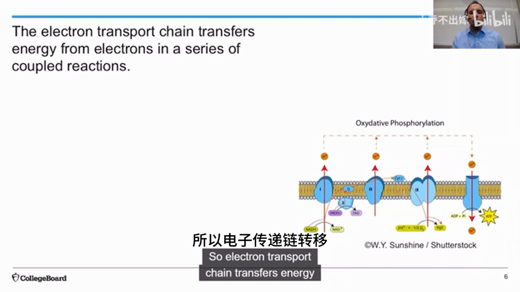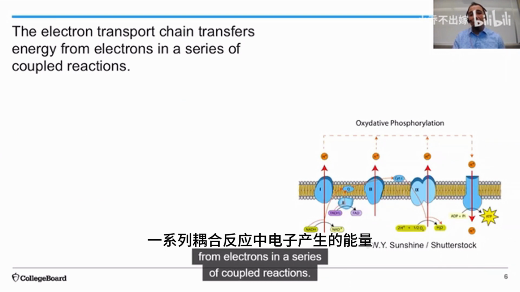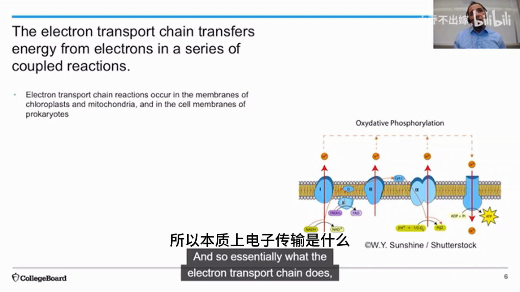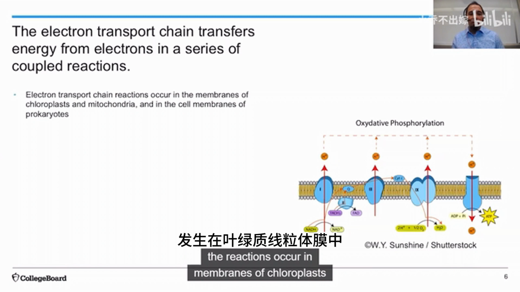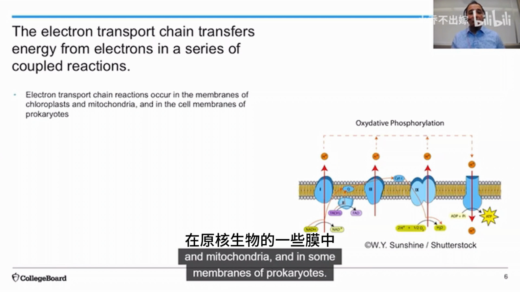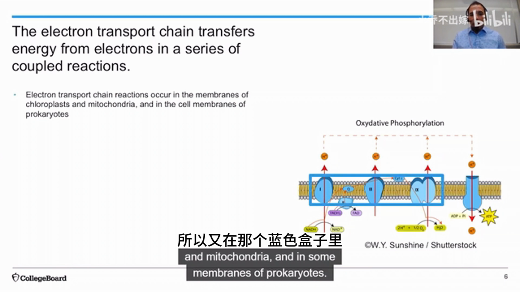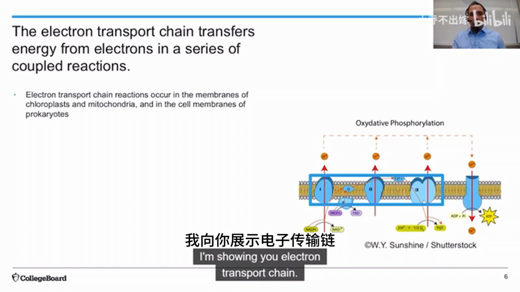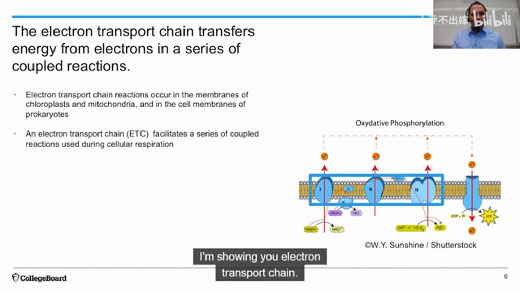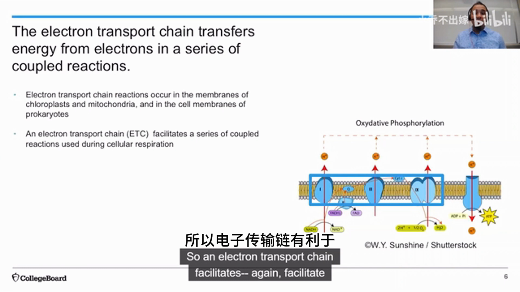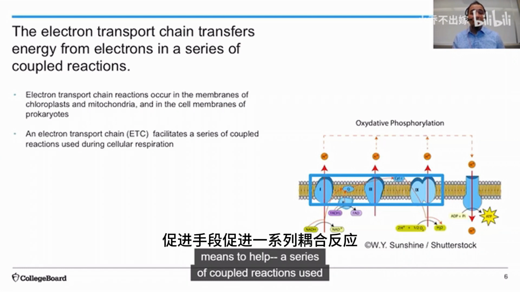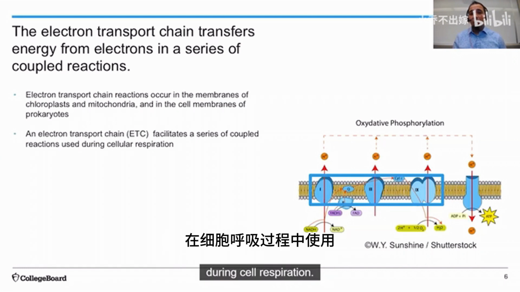So the electron transport chain transfers energy from electrons in a series of coupled reactions. Essentially, the reactions occur in membranes of chloroplasts and mitochondria and in the cell membranes of prokaryotes. There again, in that blue box, I'm showing you the electron transport chain. An electron transport chain facilitates, again, facilitate means to help, a series of coupled reactions used during cell respiration.